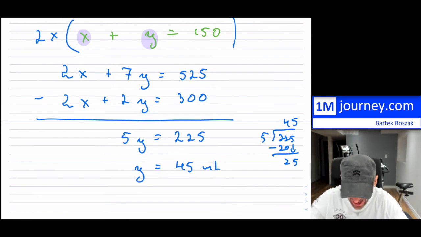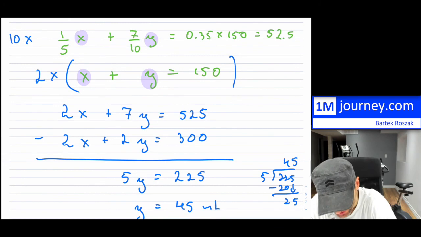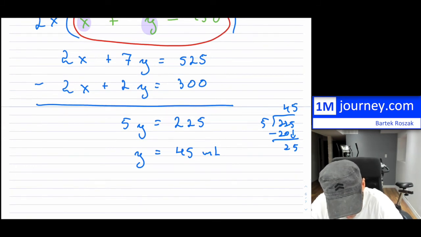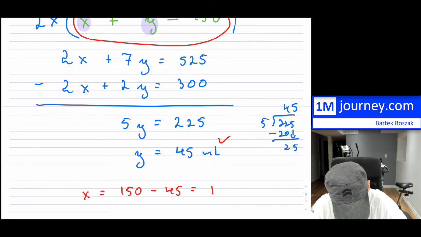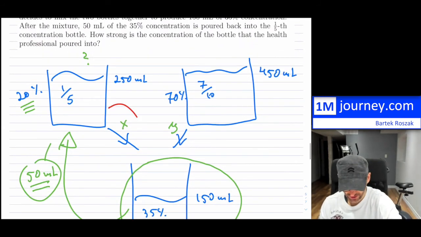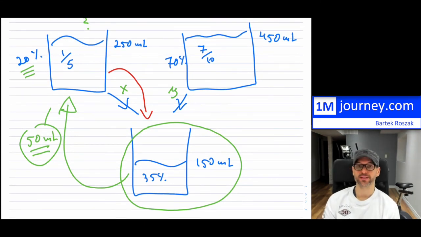So that means I can solve for X. I'm going to take this line right here. Notice that if y is 45, X is going to be equal to 150 minus 45, which is actually 105 milliliters. All right. So now you know how much you poured out of here, into there. Now, are we done?